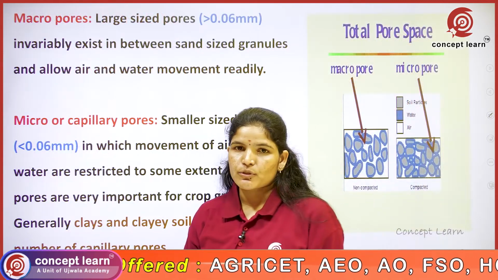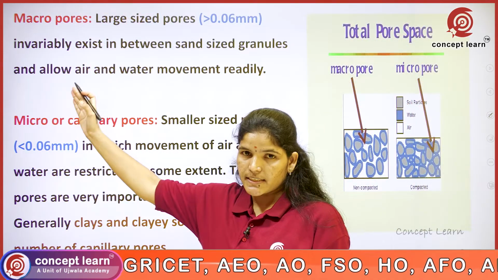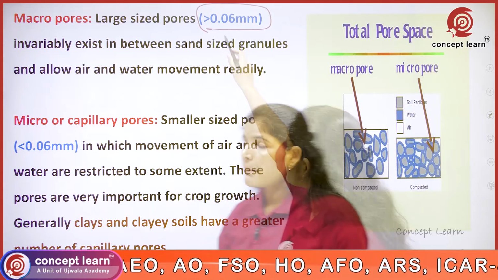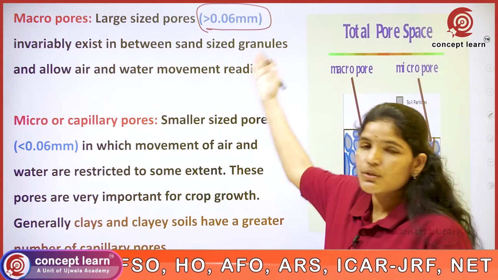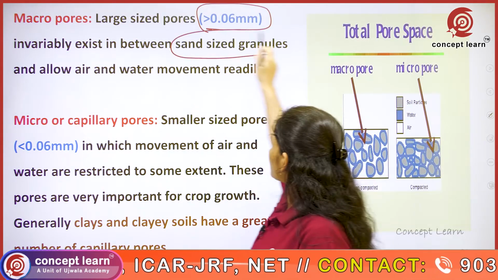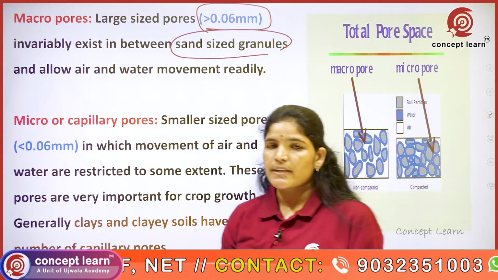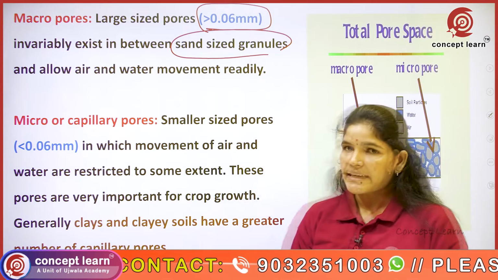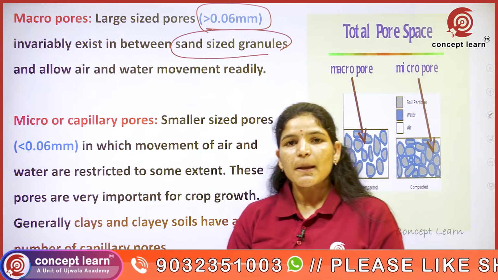Coming to the macro pores. Macro, as the name indicates, big in size. They are larger size pores. Macro pore size is greater than 0.06 millimeter. They invariably exist in between the sand sizes. The macro pores are generally seen in coarse textured soils like sandy soils, whereas in fine textured soil like clay soil we will see the micropores.